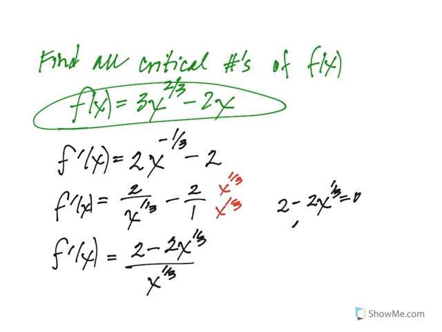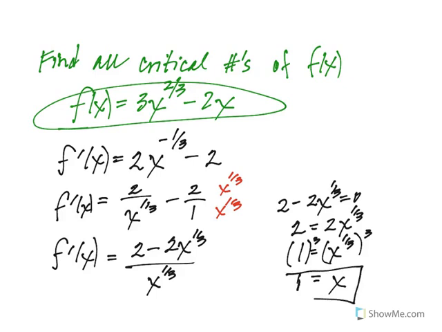I'm going to add 2x to the 1/3 to both sides. I'll then divide by 2. And then what I want to do is cube both sides. So when I cube the 1/3, those cancel, and I end up getting 1. So my first critical number is x equals 1. This is where the slope would be equal to 0. This would be like a hilltop or a valley.